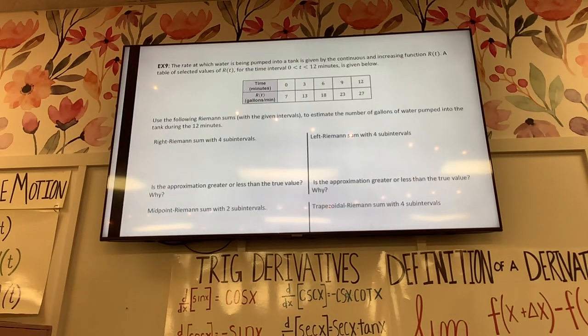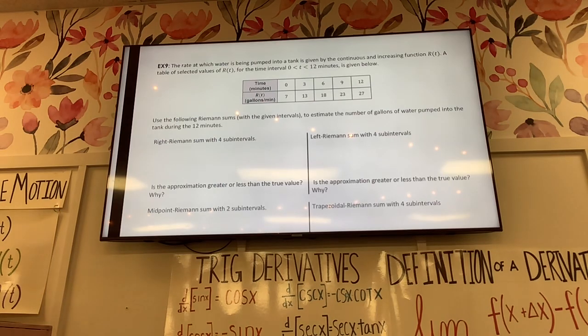Okay, we're almost done. All right, now we have a table, which is nice because it gives you all the values. Tables are always really nice. The rate at which water is being pumped into a tank is given by the continuous and increasing function r of t. A table of selected values of r of t for the time interval from 0 to 12 is given below. Use the following Riemann sums with the given intervals to estimate the number of gallons of water pumped into the tank during the 12 minutes.